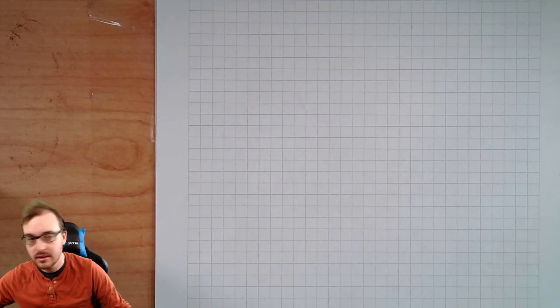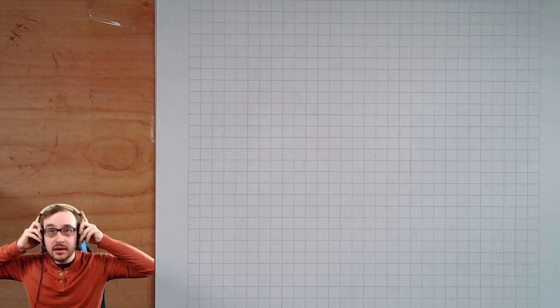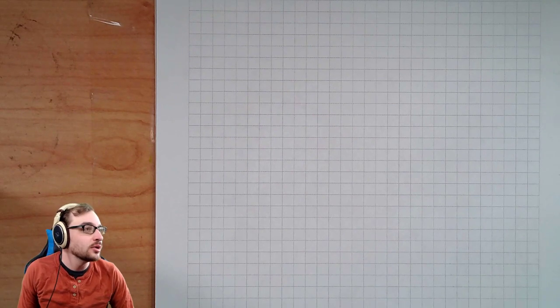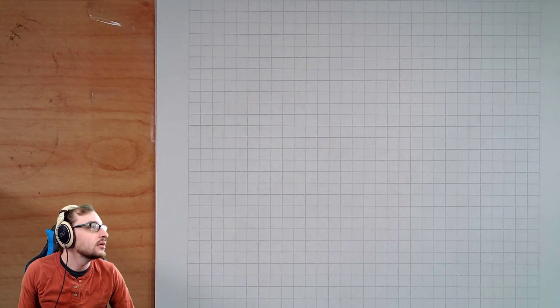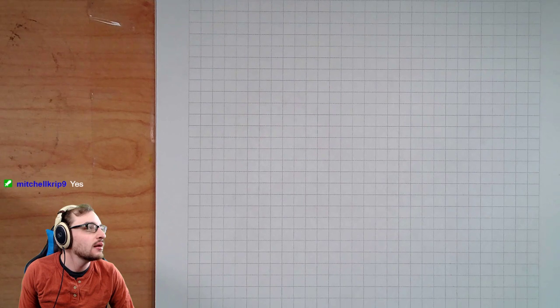Alrighty. Let's get this started. Mitchell, are you here? And then let me look for all this geometry stuff. Red.